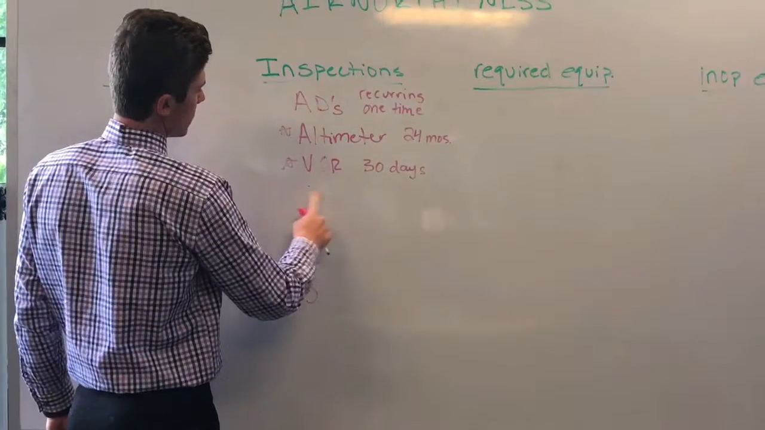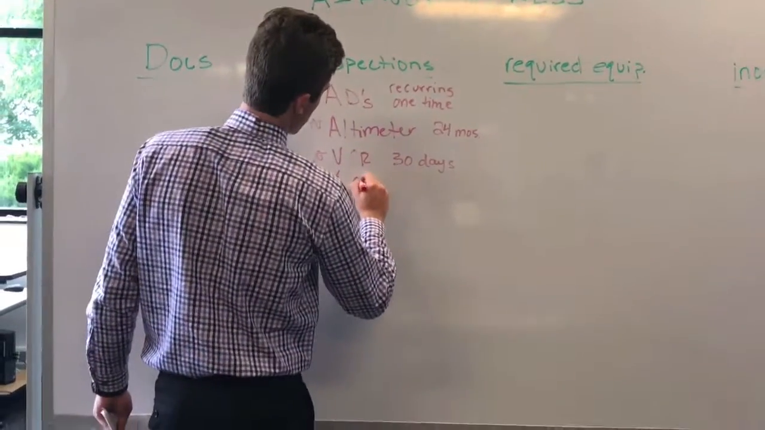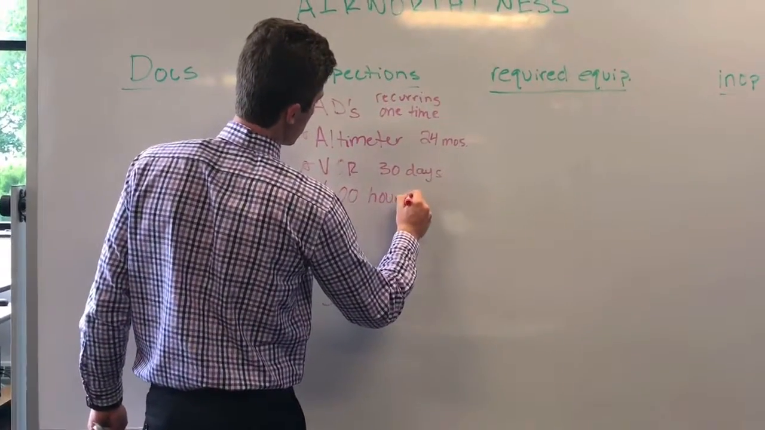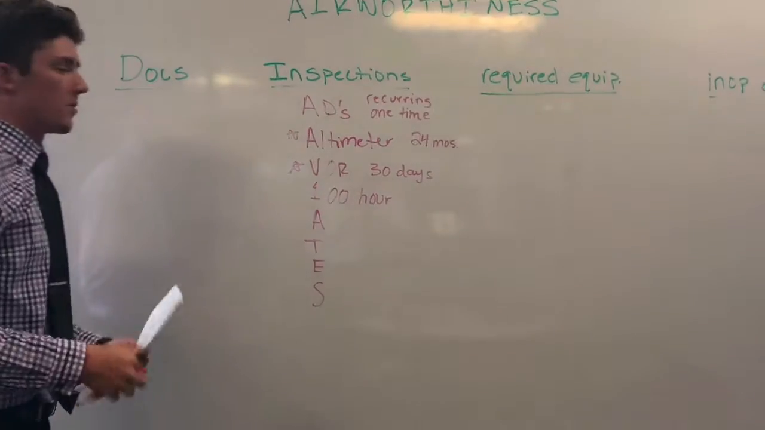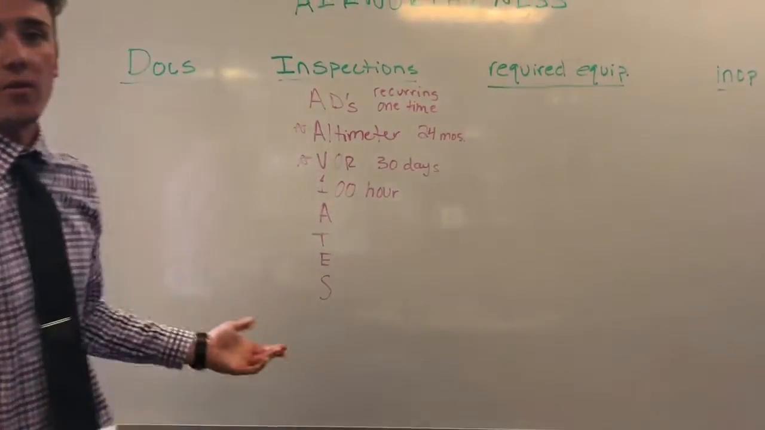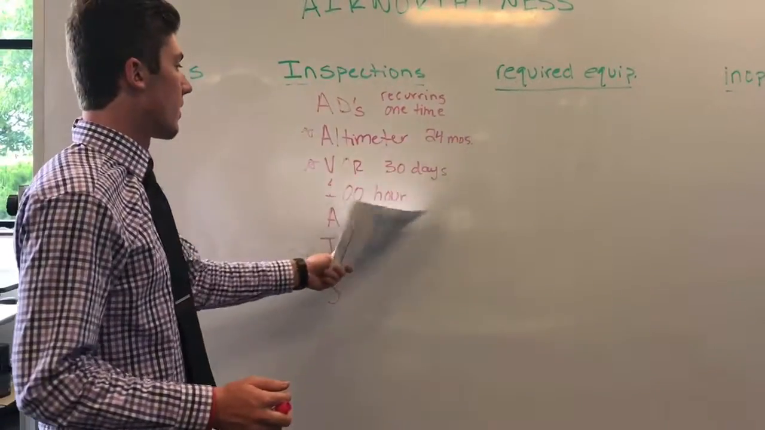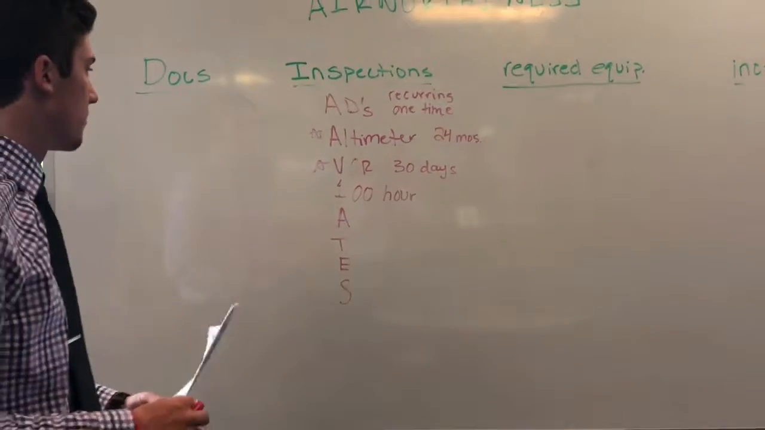So we'll change this I to a 1 here. So this is going to be 100-hour inspection. So our 100-hour inspection must take place if the aircraft is being rented or is for hire, basically. So here at NMC, our aircraft are for hire, so we have to go through a 100-hour inspection.